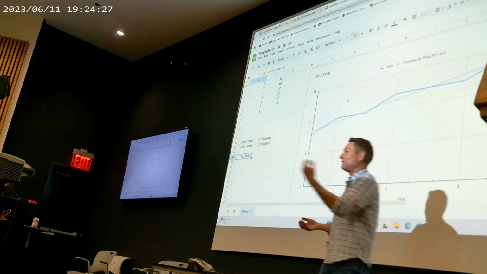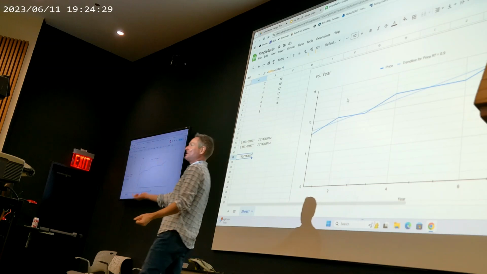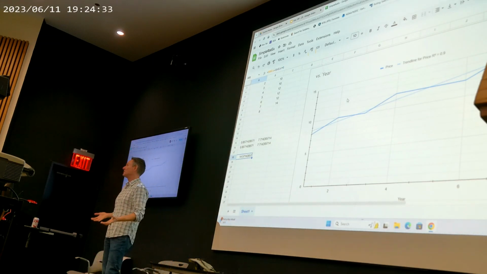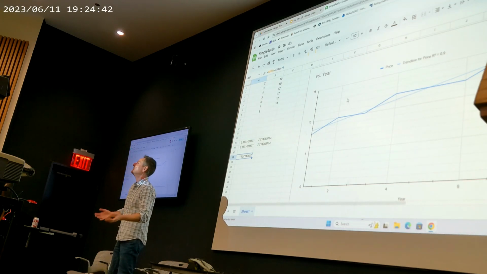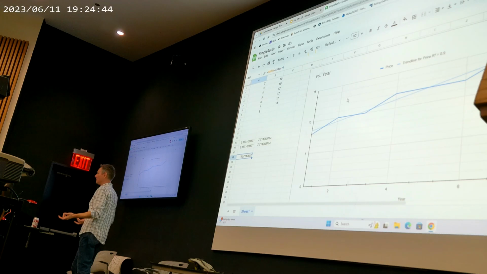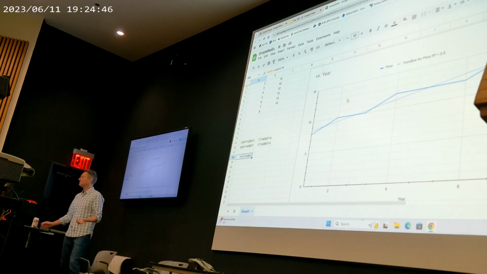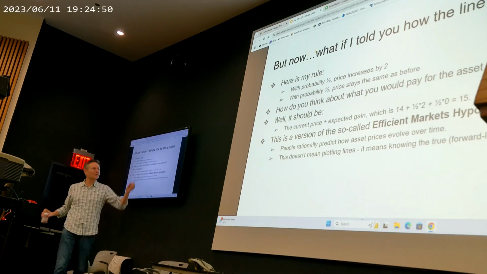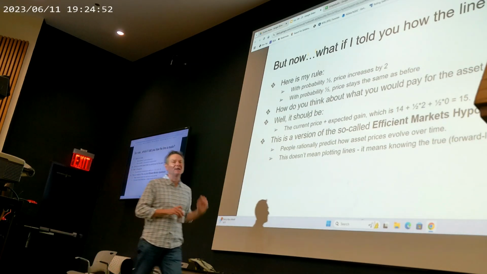So the price is going to be 14 next year, or 16, each with a probability of 1/2. So the expected value of the stock is 15 today, right? Because 1/2 times 2 plus 1/2 times 0 plus 14 just gives us 15. Interesting. Now, this is a version of what we can call the so-called efficient markets hypothesis, right?